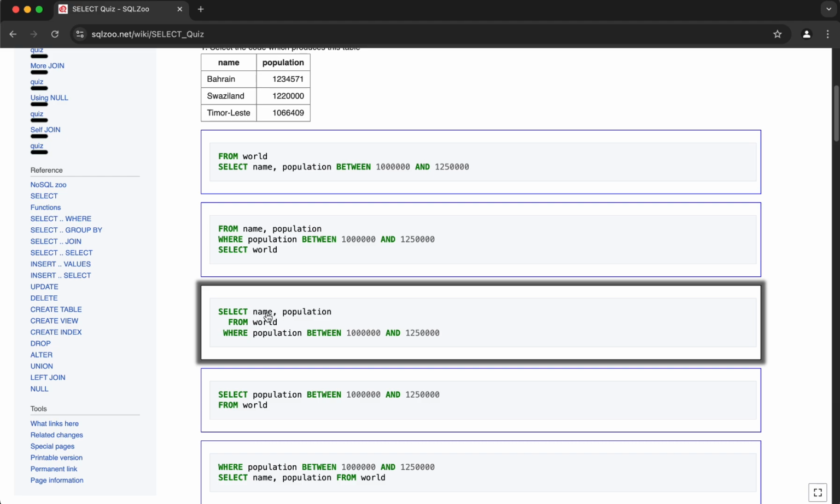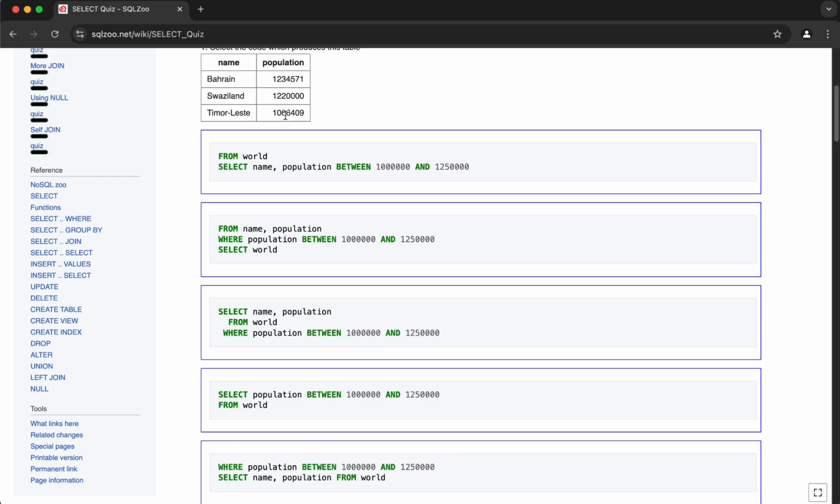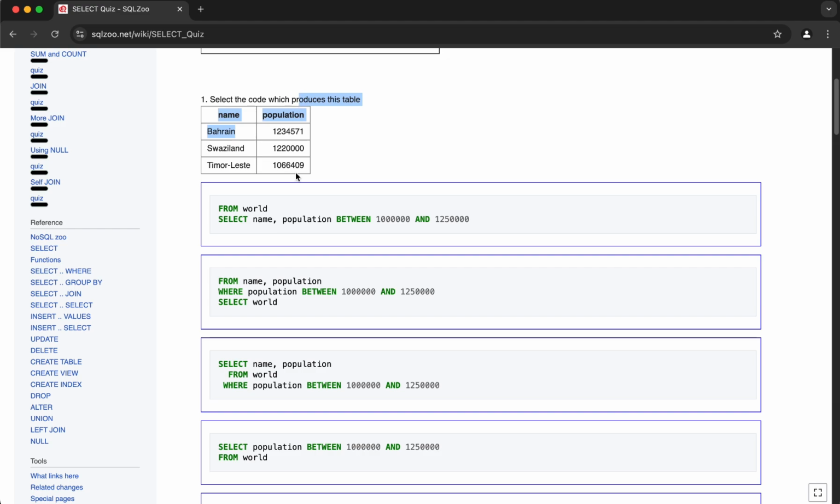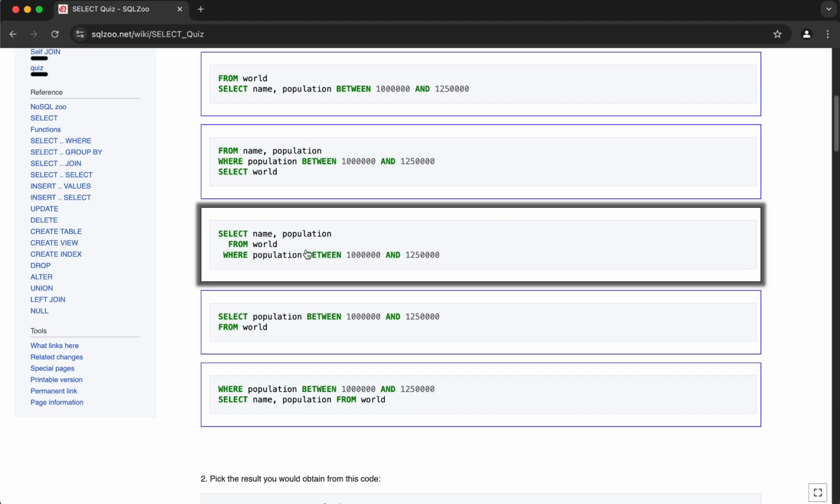The third one starts with a select statement, name, comma, population, so that's all correct, from the world table, where population between 100,000 and 125,000. So if we look here, we can see these are all between 100 and 125,000. I think this should be the correct answer.